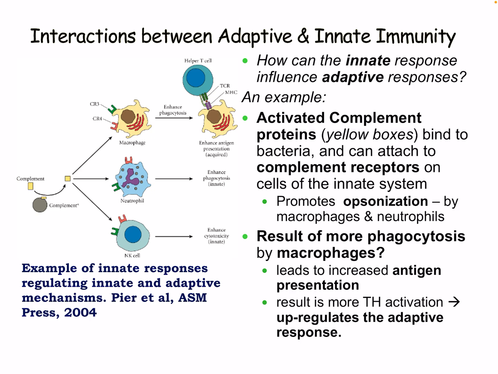So how can the innate response influence the adaptive response? One example we discussed is the activated complement proteins, which bind to bacteria, which can attach to complement receptors, or CRs as we discussed, on cells of the innate immune system. These promote opsonization by macrophages and neutrophils, and the result of more phagocytosis by these macrophages ends up leading to increased antigen presentation, as you can see here, to helper T cells, and results in more T helper cell activation, which upregulates the adaptive response.